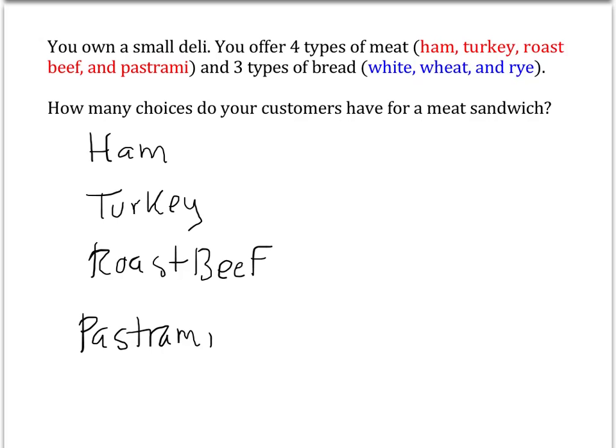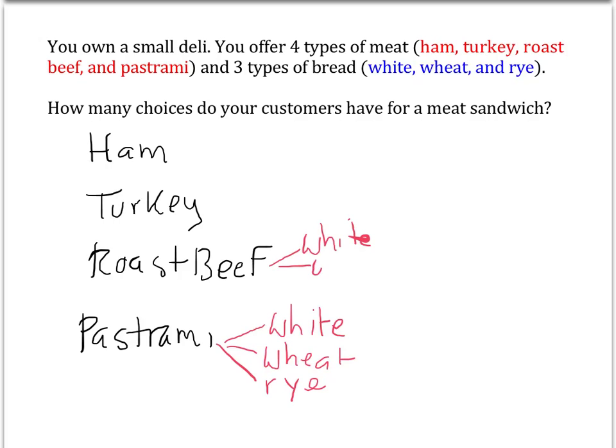Well, for each meat, there are 3 possibilities. So for the pastrami, you can have white, wheat, or rye. For the roast beef, you can have white, wheat, or rye. For the turkey, same thing, you have 3 options. And for the ham, you have all 3 options.